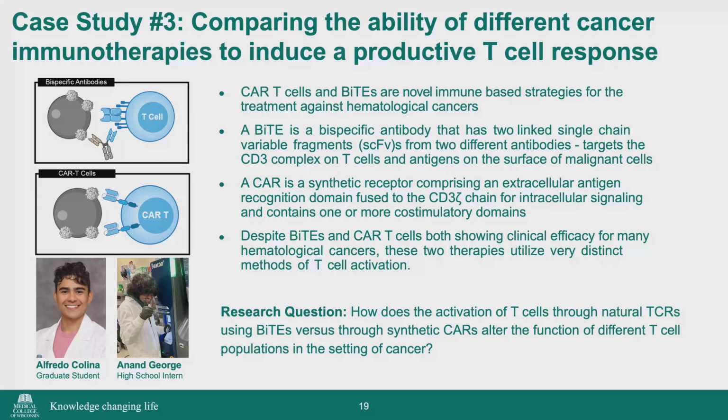This is different than the scenario of a chimeric antigen receptor, because this is a synthetic receptor that's then engineered into a T cell, and it's comprised of an extracellular antigen recognition domain that's fused to the CD3 zeta chain for intracellular signaling, and it typically contains 1 or more costimulatory domains in order to provide signal 2 to ensure that you get high levels of activation and expansion of your CAR T cells. And so the research question here was, how does activation of T cells through either your natural T cell receptors using these BiTEs versus through synthetic chimeric antigen receptors alter the function of different T cell populations in the setting of cancer?